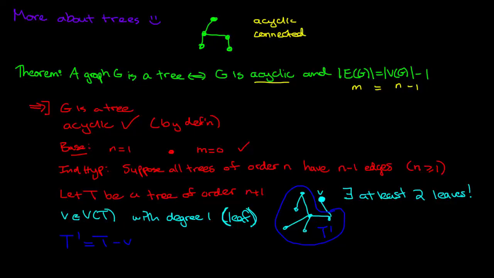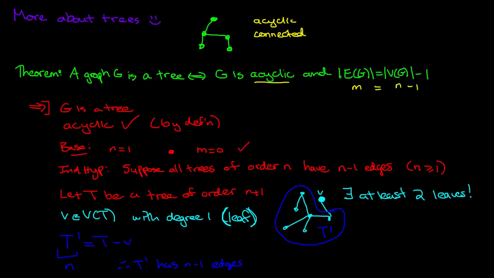Okay, well, what does T prime have? How many vertices does it have? Well, all we did was remove a single vertex, so it's got to have n vertices. And we have this lovely induction hypothesis right here that says all trees of order n are going to have n minus 1 edges. So we know, therefore, T prime has n minus 1 edges. Excellent.